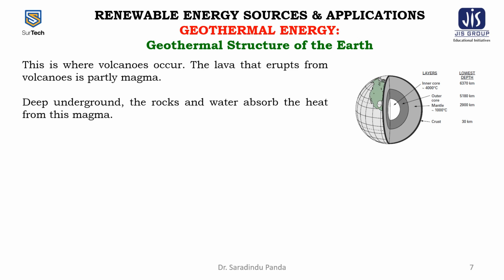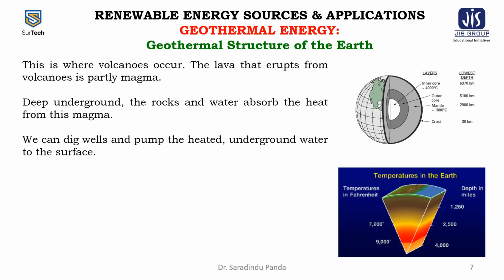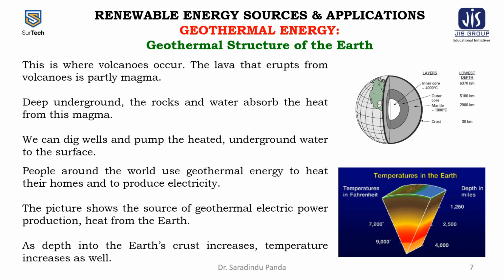Most often, humans have not used the geothermal energy from the magma directly. Humans have spent much time exploiting the water tables that are heated by the magma. These water resources are very often vented to the surface by cracks in the crust called fissures. Once the heated water has reached the surface, humans can then put it into a variety of uses. We can dig wells and pump the heated underground water to the surface. People around the world use geothermal energy to heat their homes and to produce electricity.